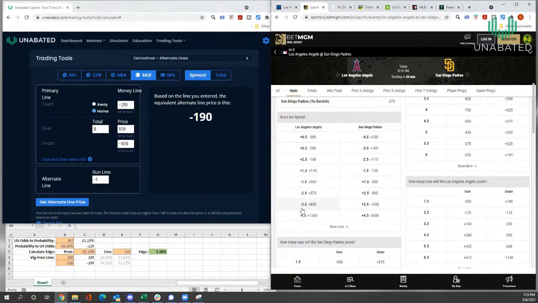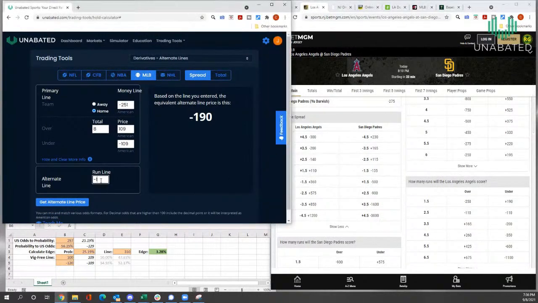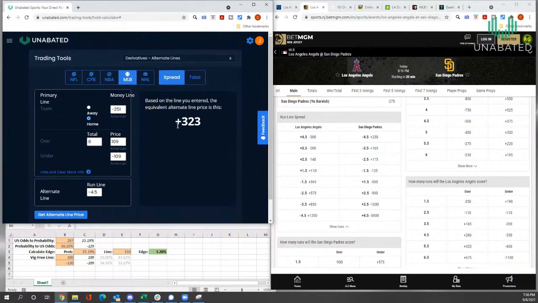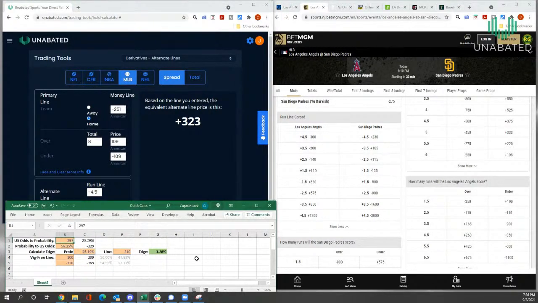Let's just check here. What we are at, minus 1.5. 118 over here. They're dealing minus 135. No, that's no good. Let's check minus 4.5. No, they're dead. Okay, so now here you can tell the reverse of this would be good though, because look at this. We have the proper price for the Angels plus 4.5 should be minus 323. They're dealing minus 300. Let's go ahead and run that through the calculator here.